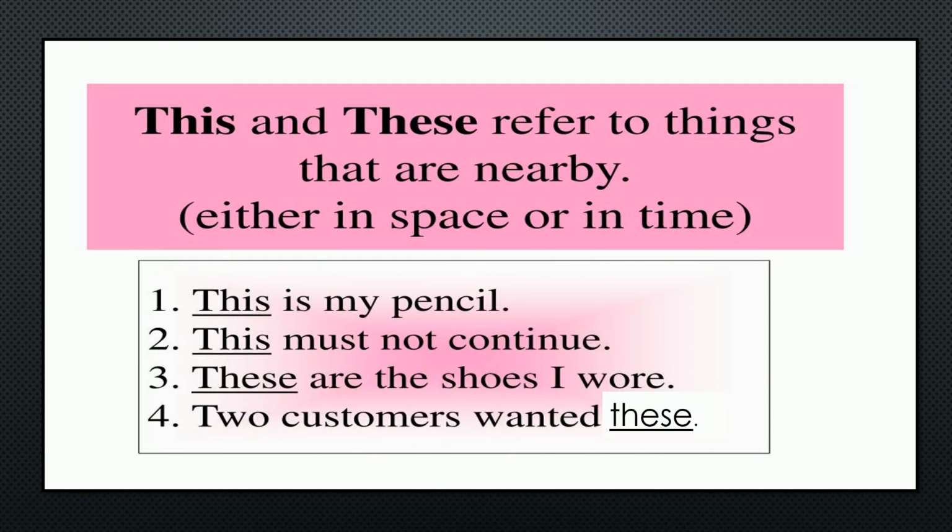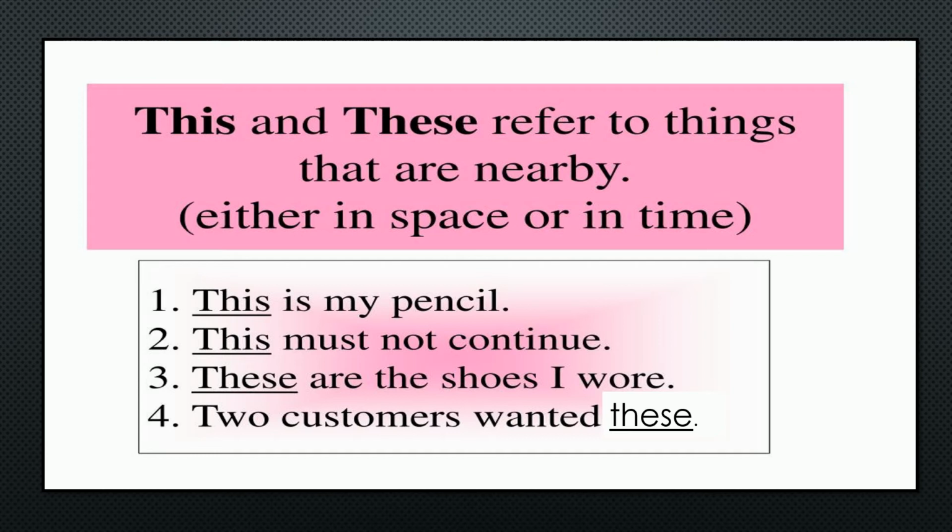Let's look at this example. Could you read the first example? This is my pencil. Great. So you have this is my pencil, and we use this because the pencil is closer to you. Number two, this must not continue. We are still using the singular form because the behavior of the student or the person is not good. So therefore, we just give the person a warning. Please, this must not continue.